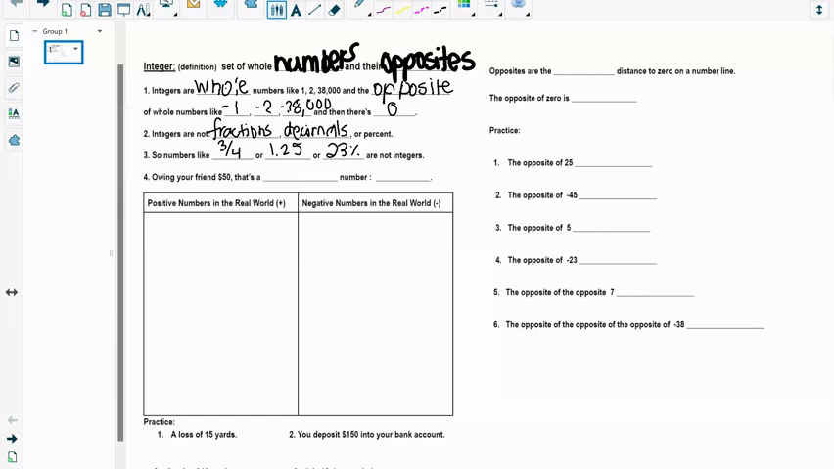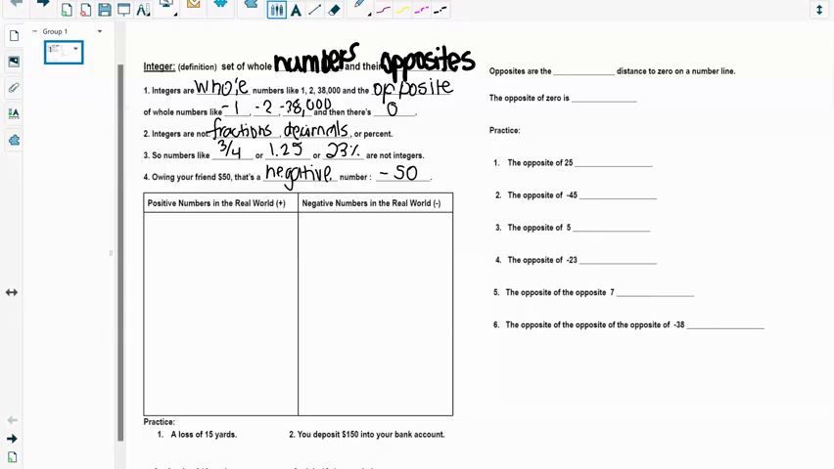Owing your friend $50, that's a negative number. That's money that you are losing, so that would be represented by the number -50. When we write positive numbers, we don't put a plus in front of it. We would never write +50 because we assume numbers are positive unless they have that negative sign. So we only write a sign in front of the number if it's negative.